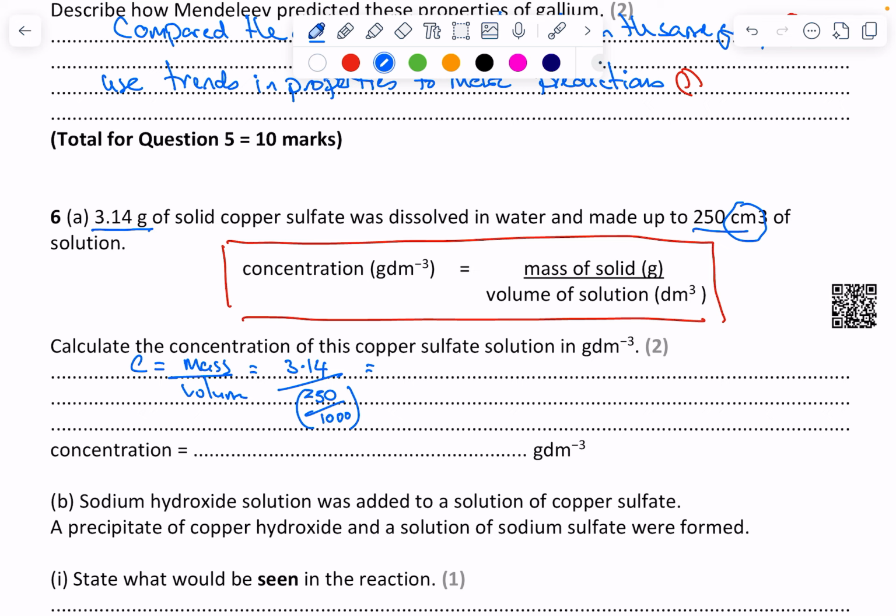3.14 divided by 250 divided by 1,000, and that is giving me an answer of 12.56, and that will be grams per decimeter cubed. Mark wise, we're going to get a mark in here for remembering this bit, and then a mark for the final answer.